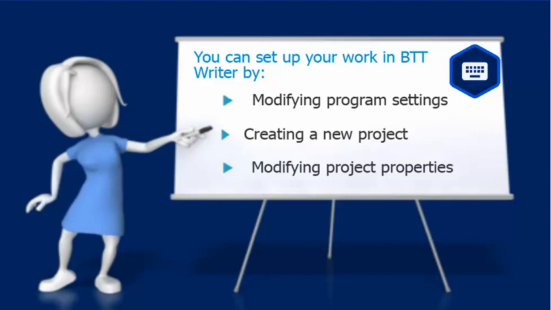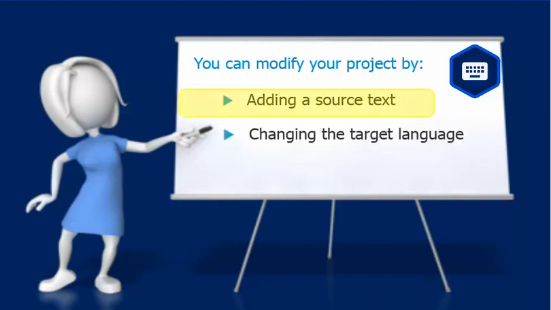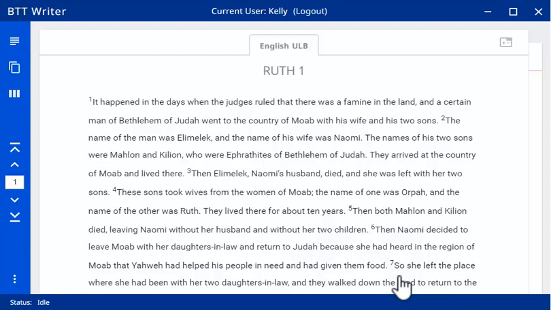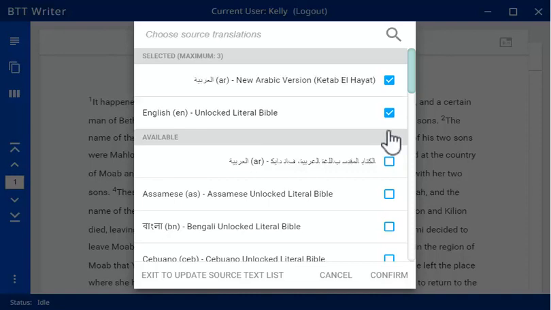Next you will see how to change some of your project's properties. We will show how to add another source text and how to change the target language of your project. To add or change the source text, click the plus/minus icon at the top right of the source text. Click the checkbox next to New Arabic Version to move that source text to the selected part of the window. If you no longer wanted the English ULB, you could deselect it.